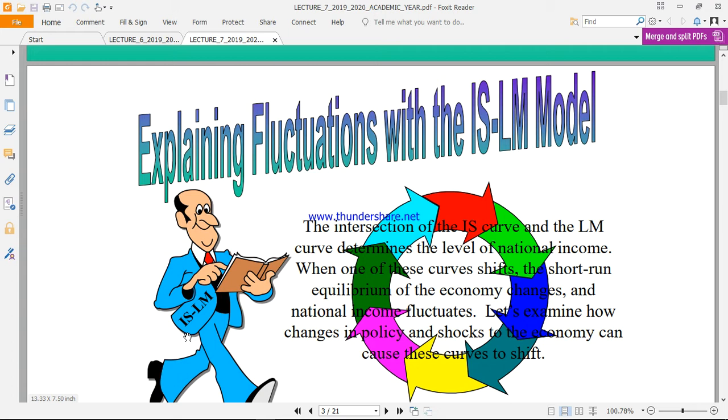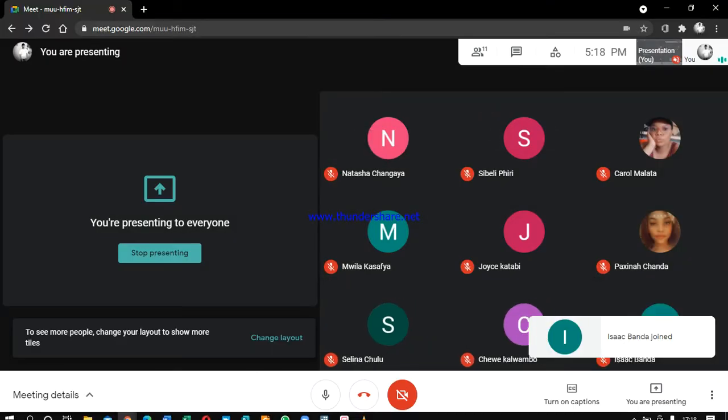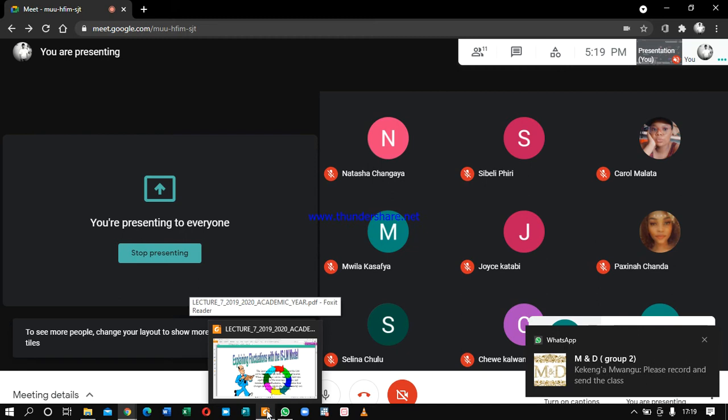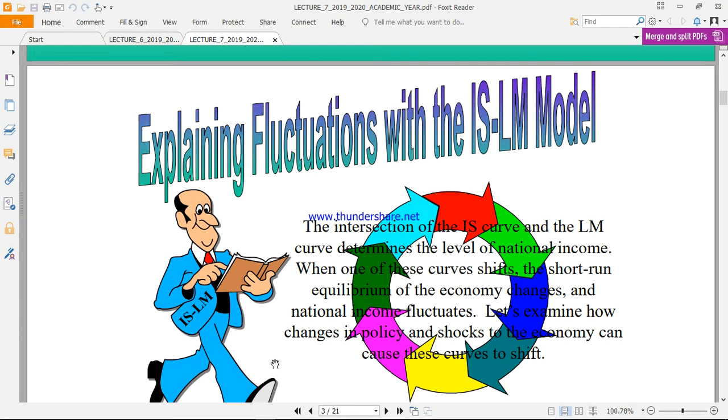And then we said that the total level of income generated from the IS, or from the goods and services market, must equal the total level of income generated from the money market. And we then said that for this to occur, there should be an equilibrium rate of interest that is going to equilibrate these two markets.